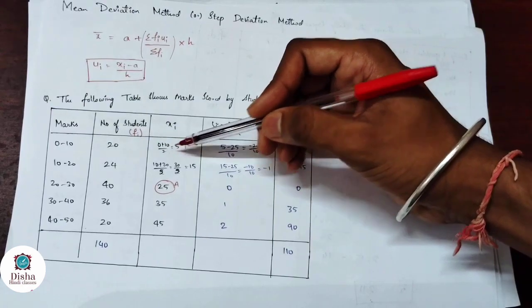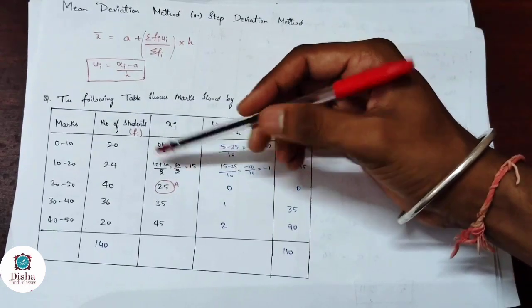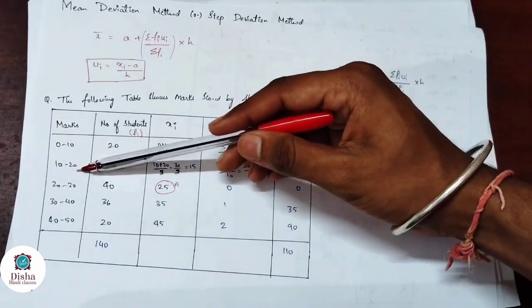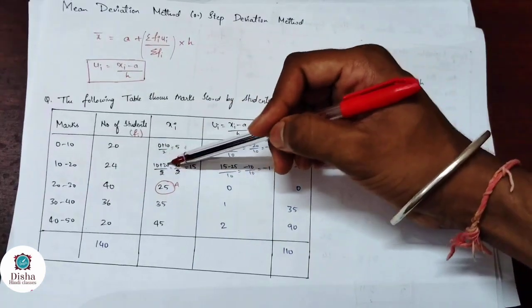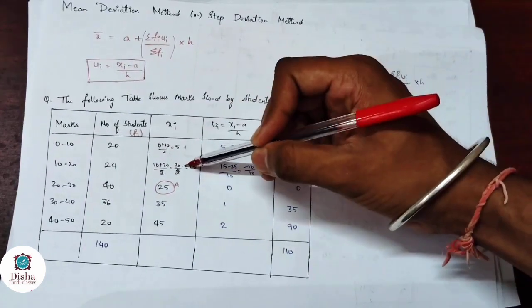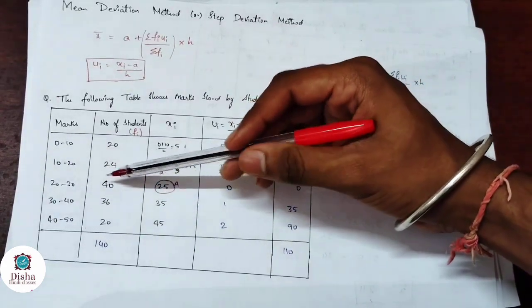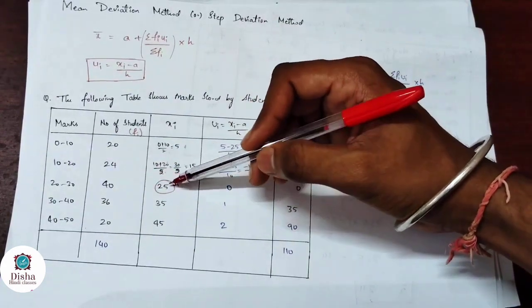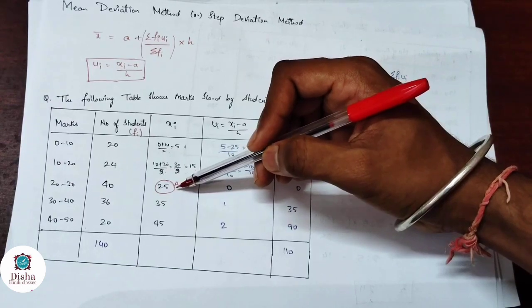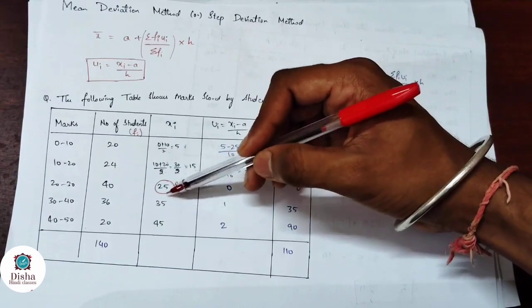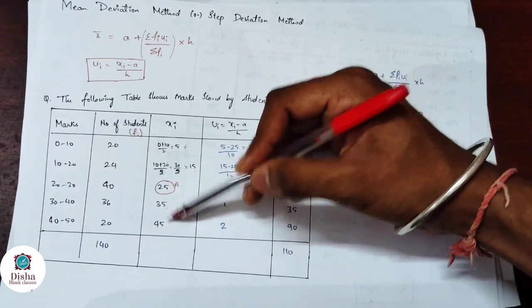10 divided by 2 will be 5. In the next class interval we have 10 plus 20, divided by 2, which gets us 30 divided by 2 equals 15. Next we have 20 plus 30, which is 50, and 50 divided by 2 gets us 25. In the same way we will get 35 and 45.